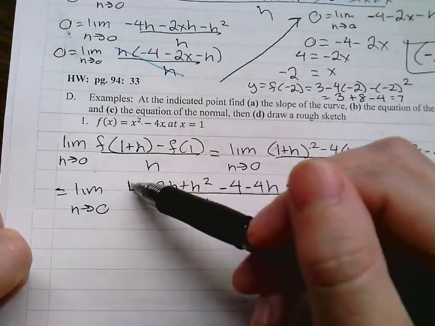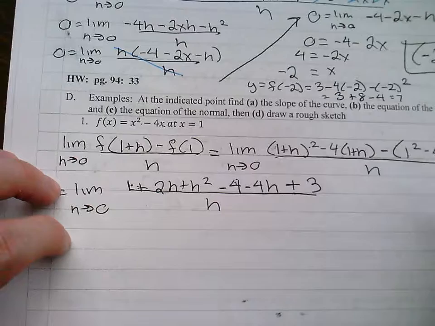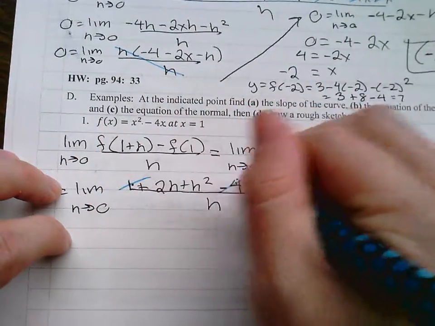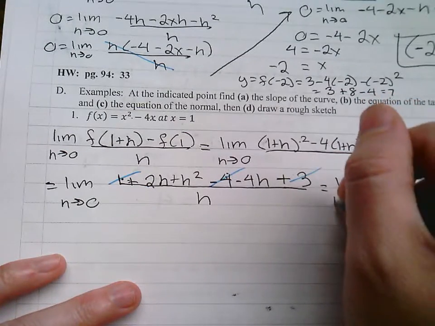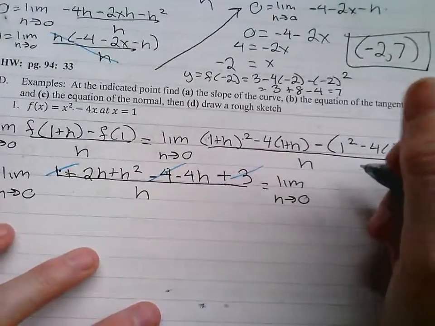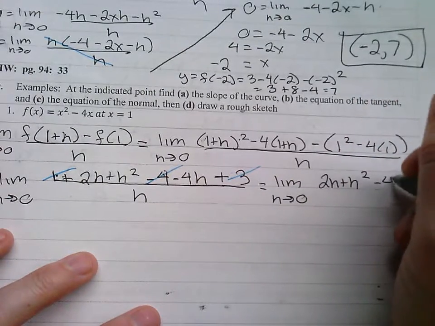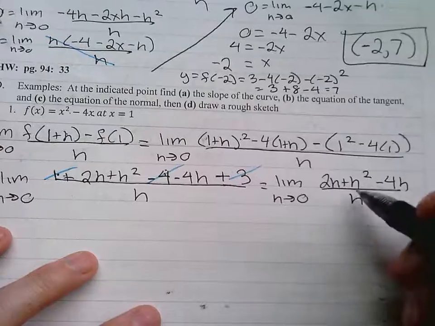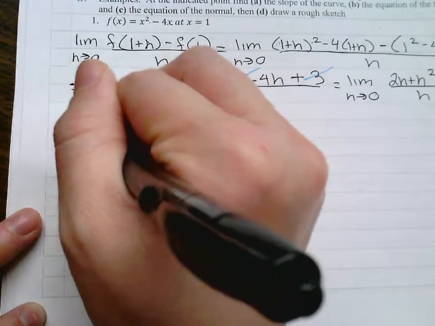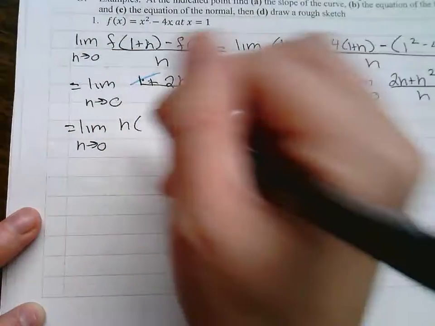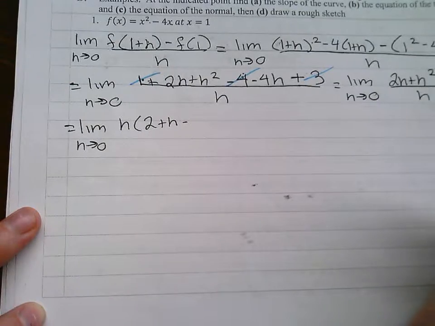Okay, so 1 minus 4 is negative 3. Negative 3 plus 3 is 0. So that's going to give you the limit as h approaches 0 of 2h plus h squared minus 4h over h, greatest common factor, that h. 2 plus h minus 4. All right, like terms.